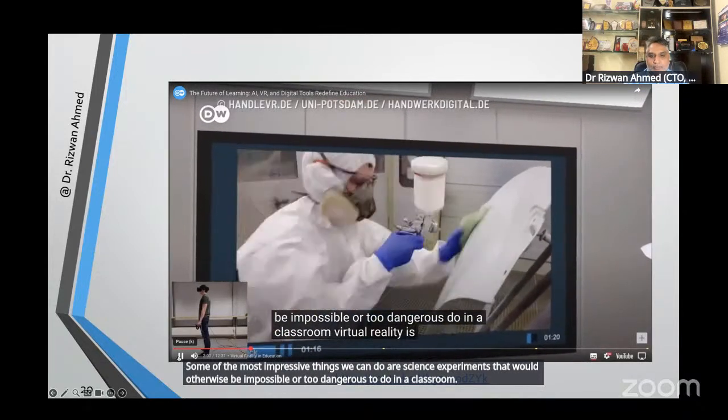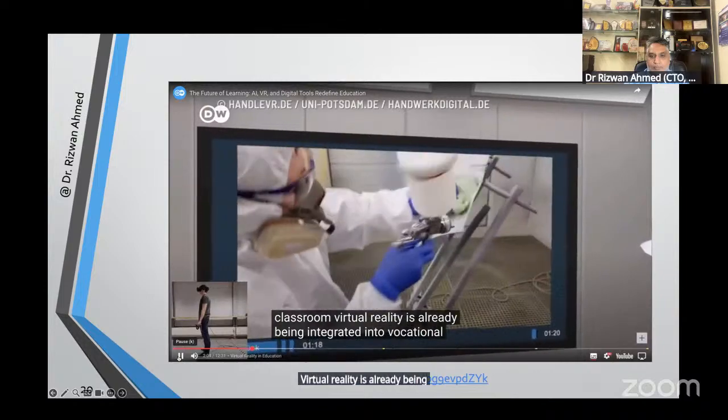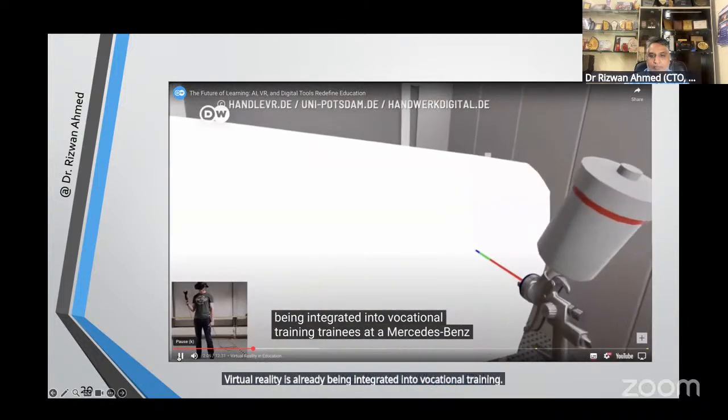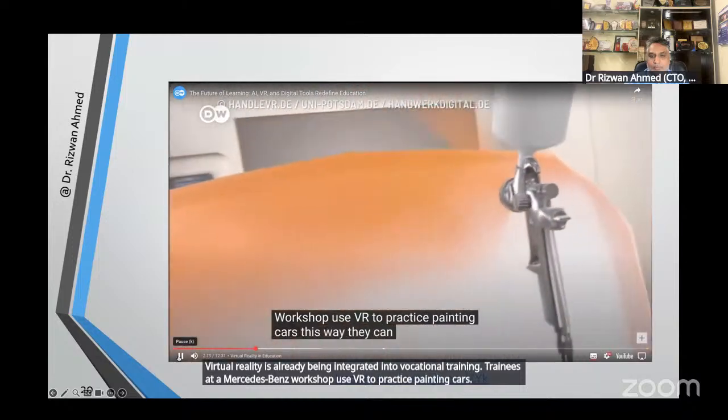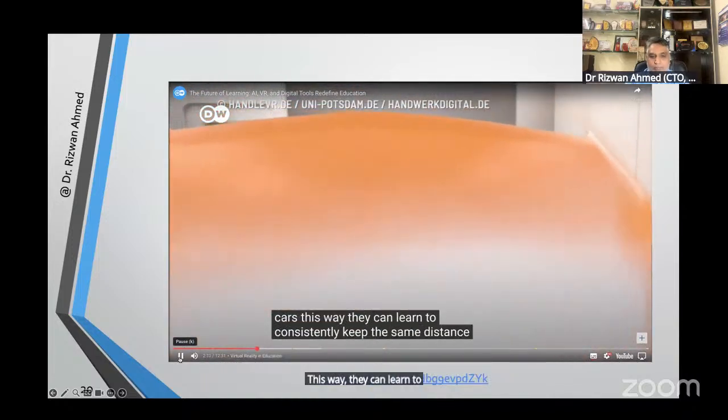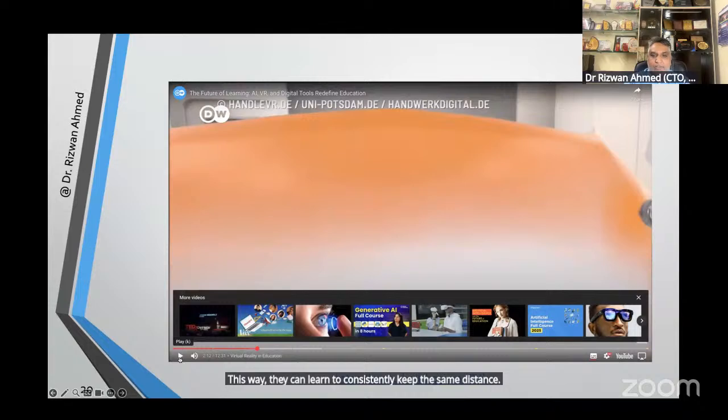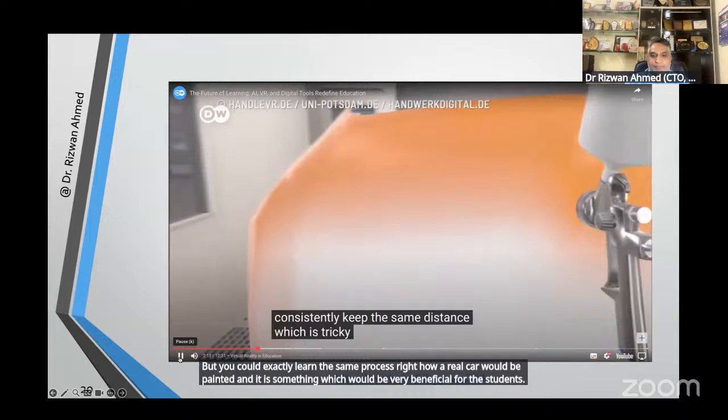Virtual reality is already being integrated into vocational training. Trainees at a Mercedes-Benz workshop use VR to practice painting cars. This way, they can learn to consistently keep the same distance. Again, this is more like experiential learning. You're not painting a real car, but you could exactly learn the same process, right? How a real car would be painted. And this is something which is going to be very beneficial for the students. Which is tricky for beginners.